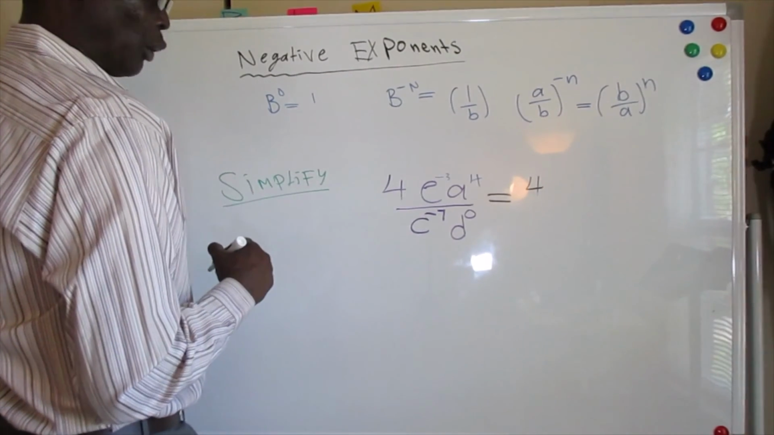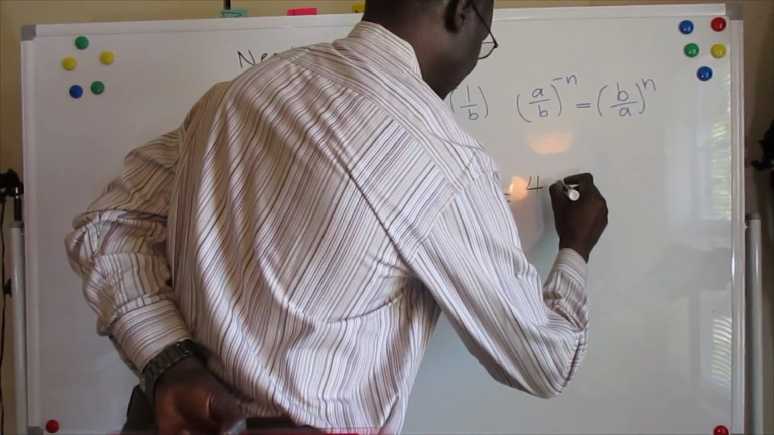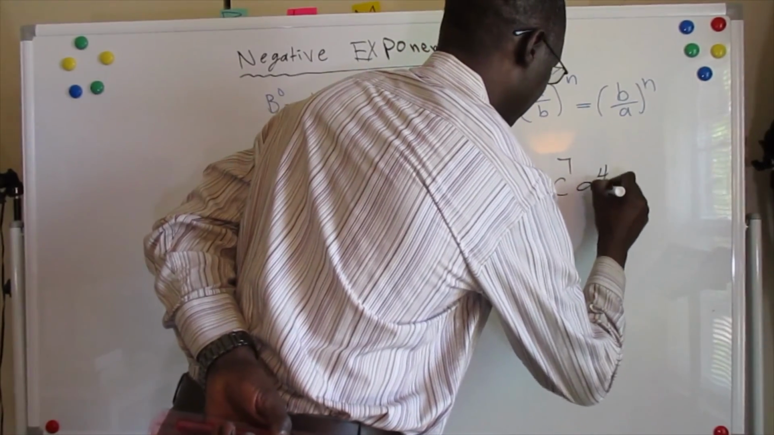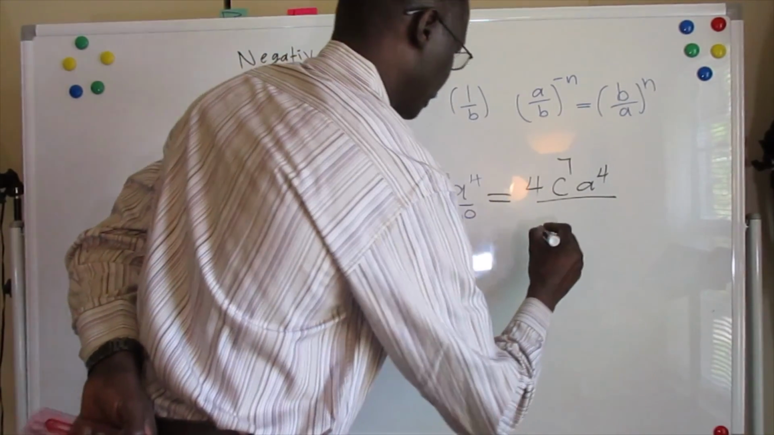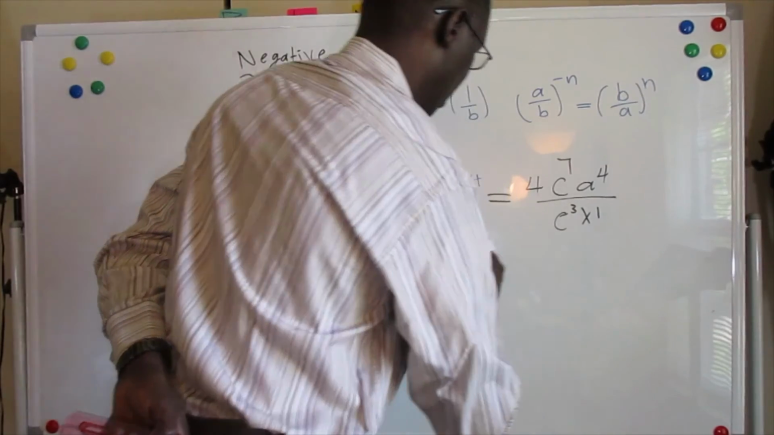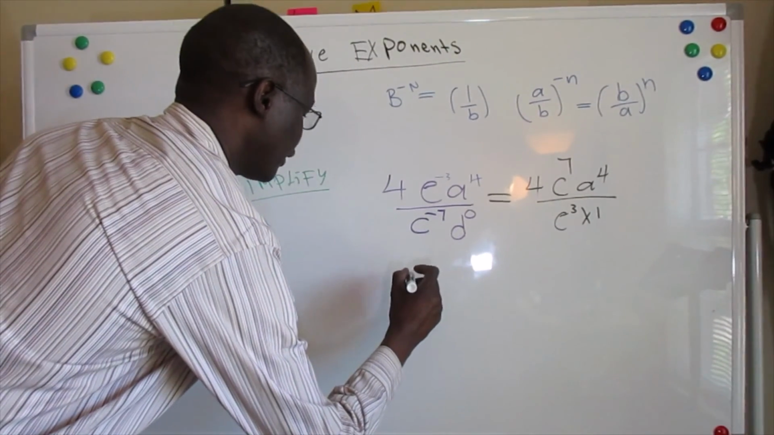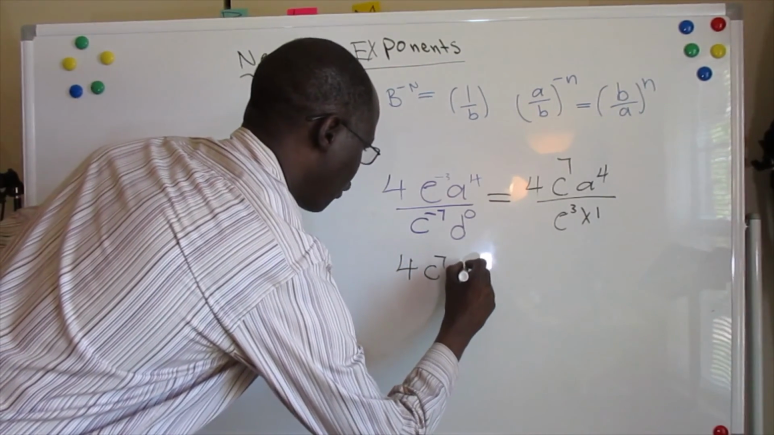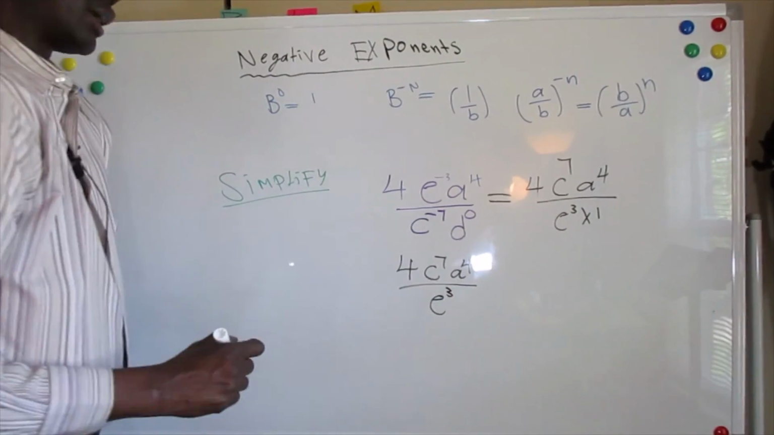So if we rewrite the problem, we will come up with C7 times A4 divided by E3 times 1, because D became 1. And this will be simply 4 C exponent 7 times A4 divided by E3. And that's how simple it is.